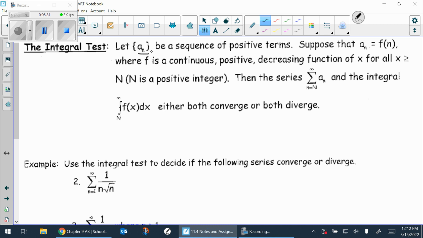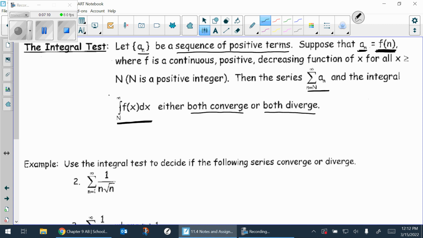Let a sub n be a sequence of positive terms. The integral test can only be used if we have positive terms; it can't be an alternating series. Suppose that a sub n is some function, that the nth term is found using some function involving n. Then this series and this integral either both converge or both diverge.